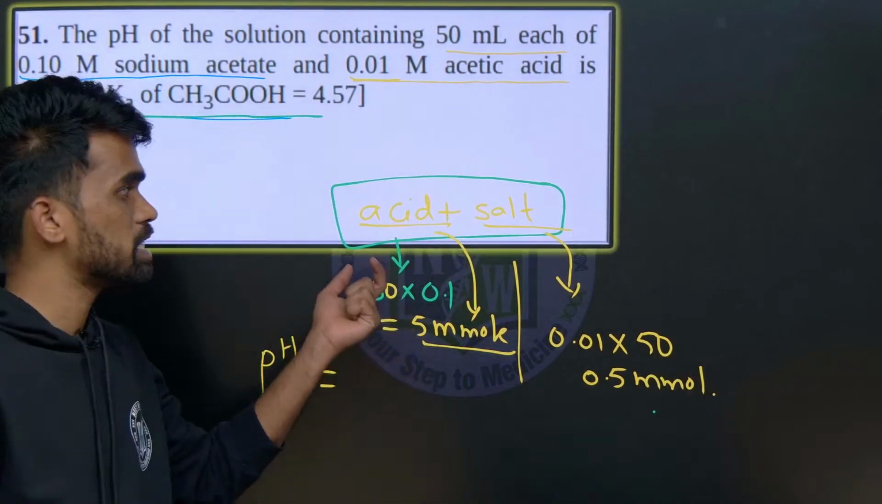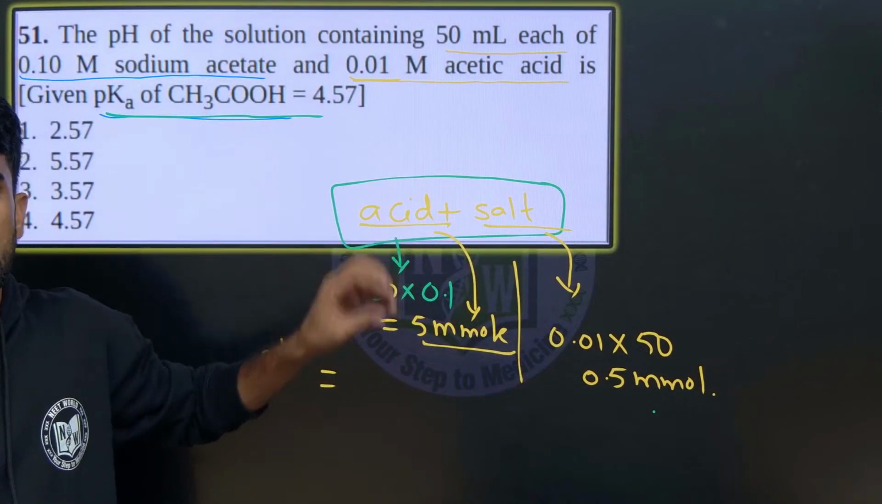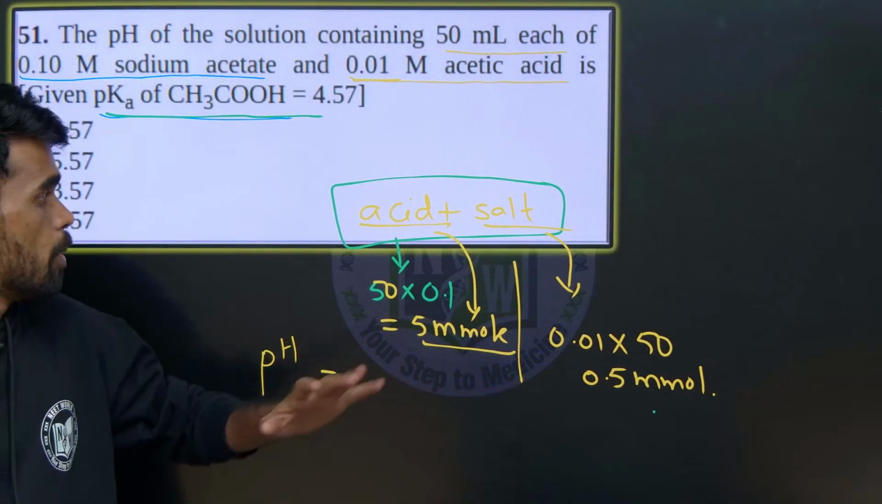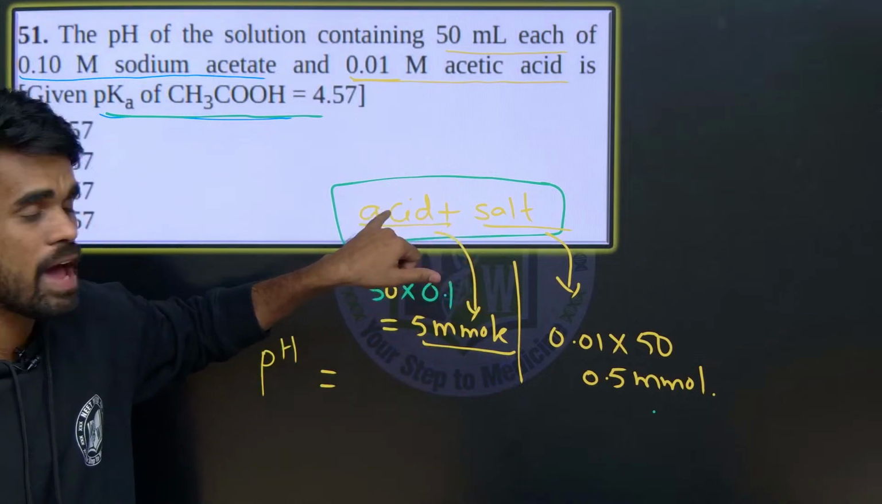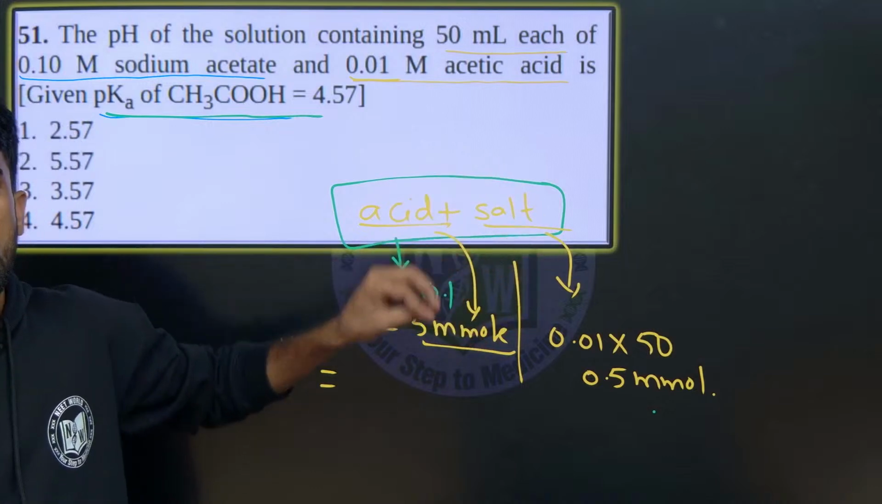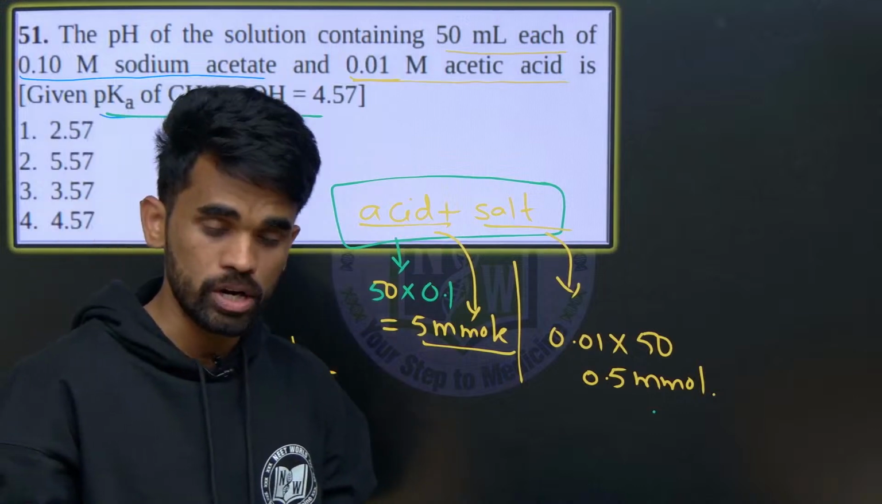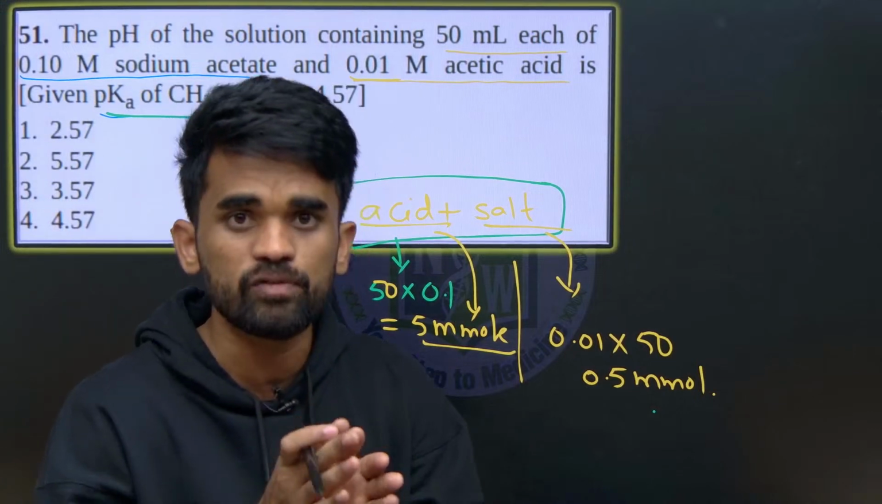So this is a combination of acid and its salt. We can say this kind of combination is a buffer solution. Since it is made up of weak acid plus salt of weak acid with a strong base, this is called an acidic buffer. So this is also important: how can we identify a buffer solution?